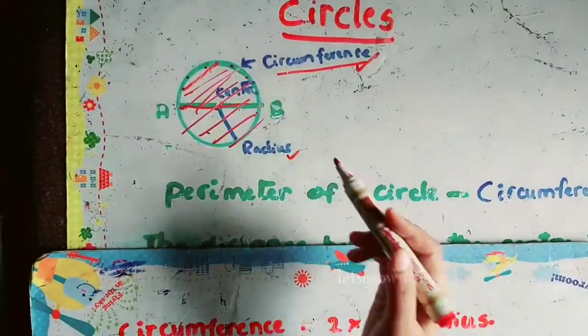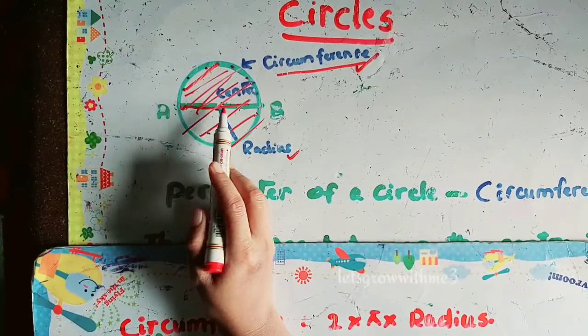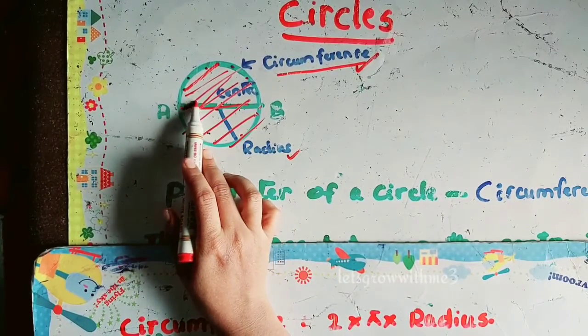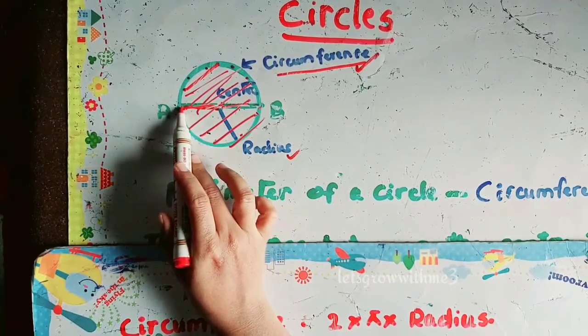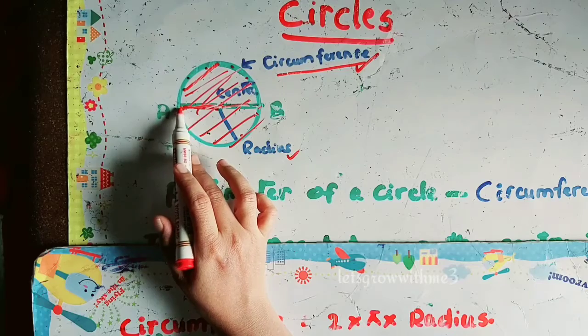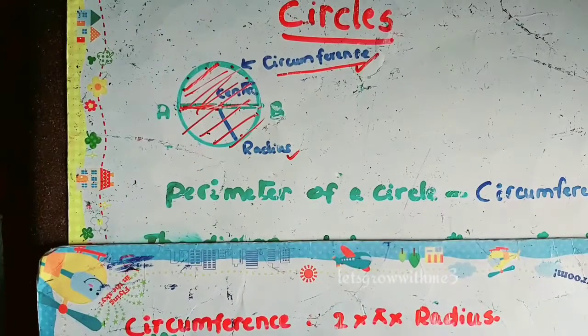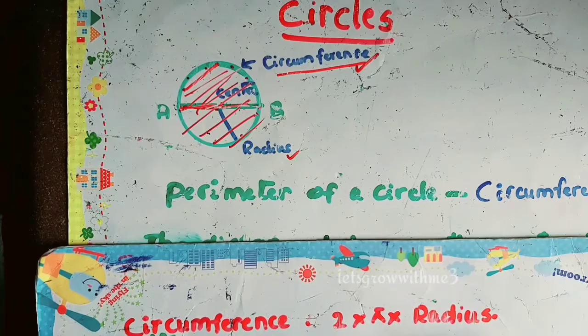diameter. If you want to check, you can check it here. From the center to any point on the circumference is a radius. This is one radius and this is the other radius. The two radii together we can take as a diameter. That's how we got this formula.